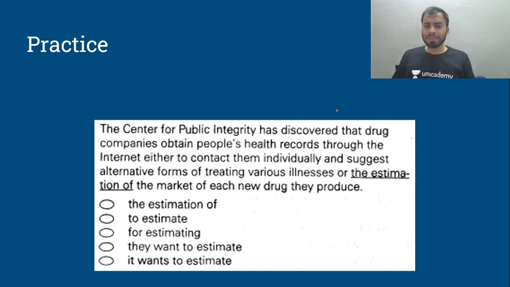The Center for Public Integrity has discovered that drug companies obtain people's health records through the internet either to contact them individually and suggest alternative forms of treating various illnesses, or the estimation of the market of each new drug they produce. Don't take more than 90 seconds to solve this.